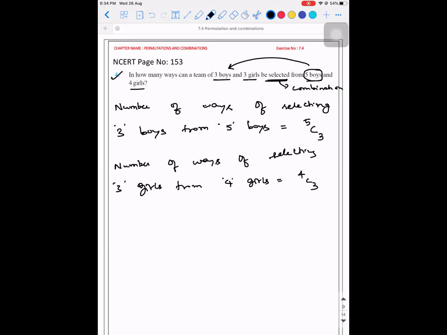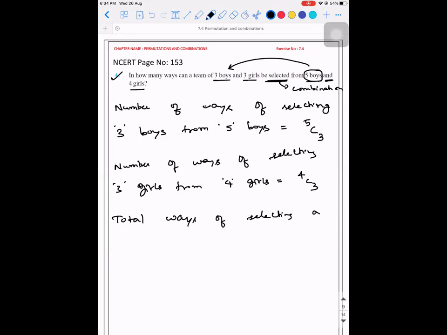That's it. So this is AND, right? AND means multiplication or addition? Multiplication. Yes. So the total ways of selecting a team is 5C3 into 4C3. That's right.